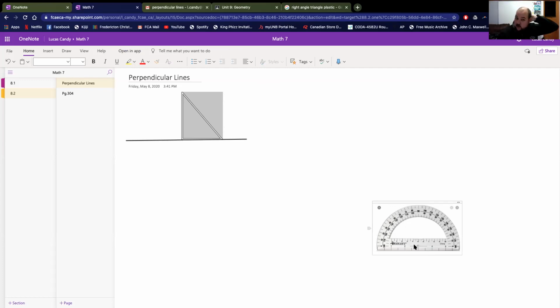But yeah, you have one, and you don't use it for much. You use your compass all the time. You use your protractor all the time, and your ruler tons. You don't often use your right angle triangle. Well, here's a perfect use for it. So you just place it right there. You have yourself a beautiful right angle ready to roll.